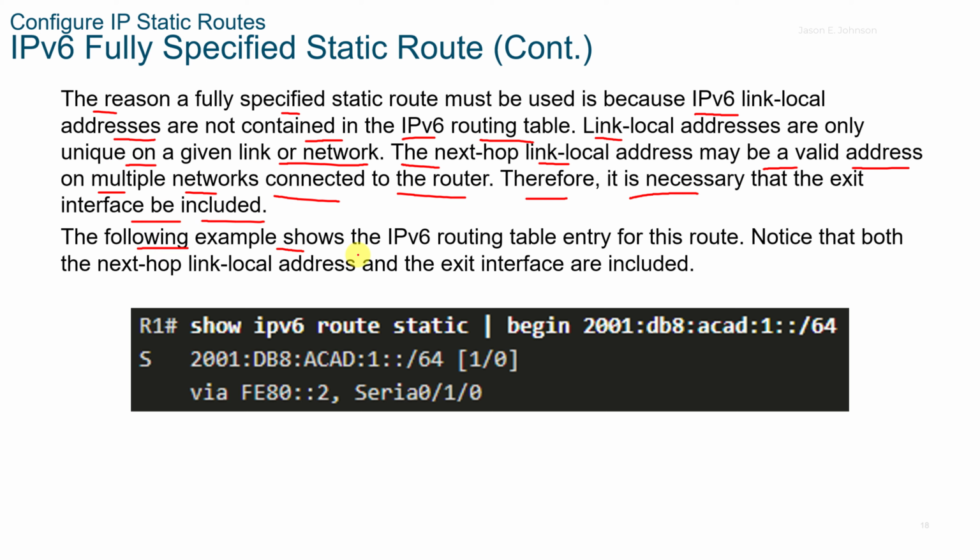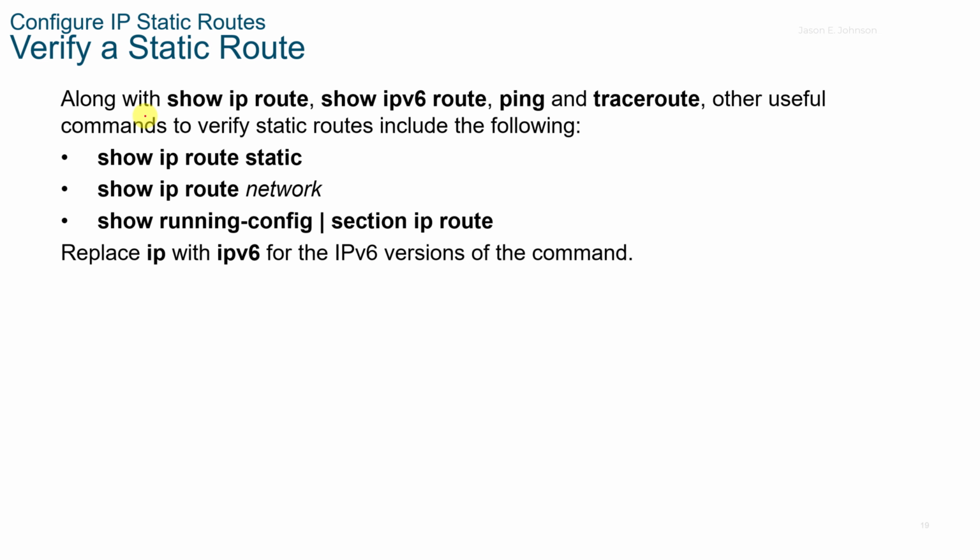And the following example shows the v6 routing table entry for this route. Notice that both the next hop link local address and the exit interface are included in this result. And last, we can verify a static route. We do the show ip route or show ipv6 route. We can also use ping, and then we can also use the traceroute command to verify routes for the static routing.